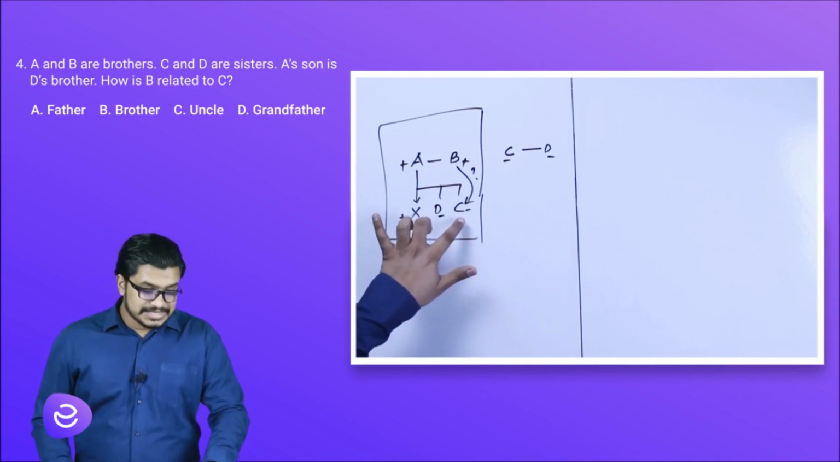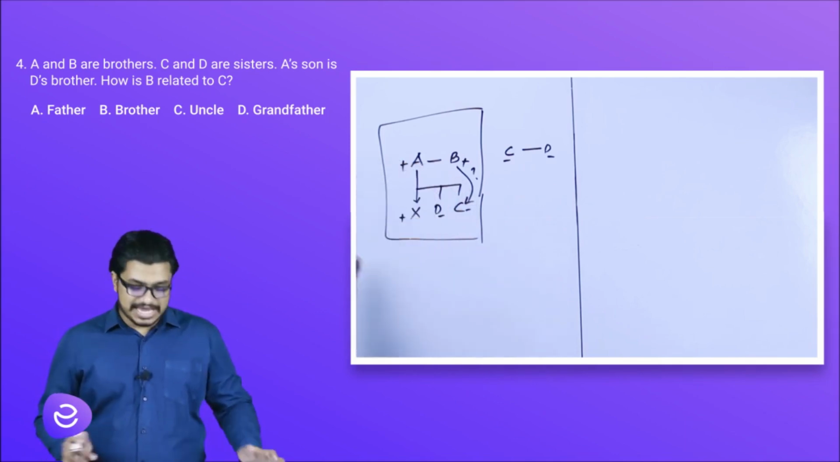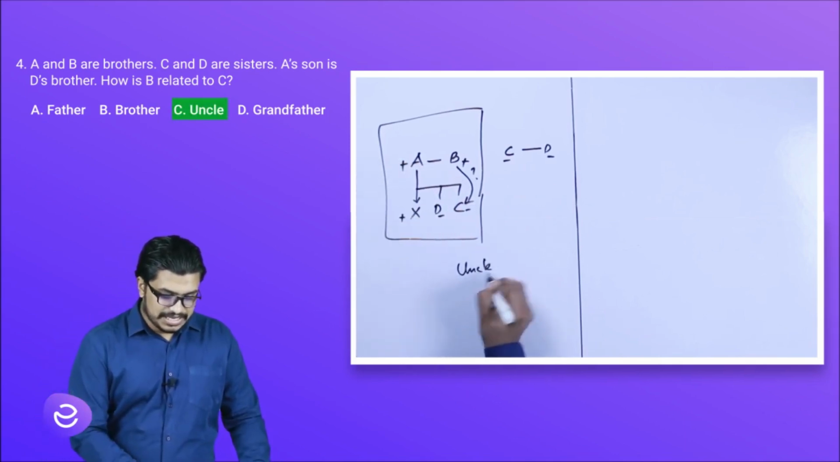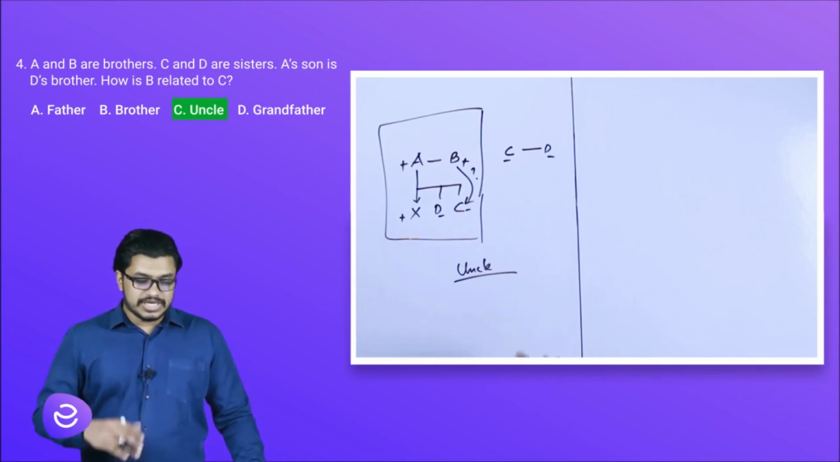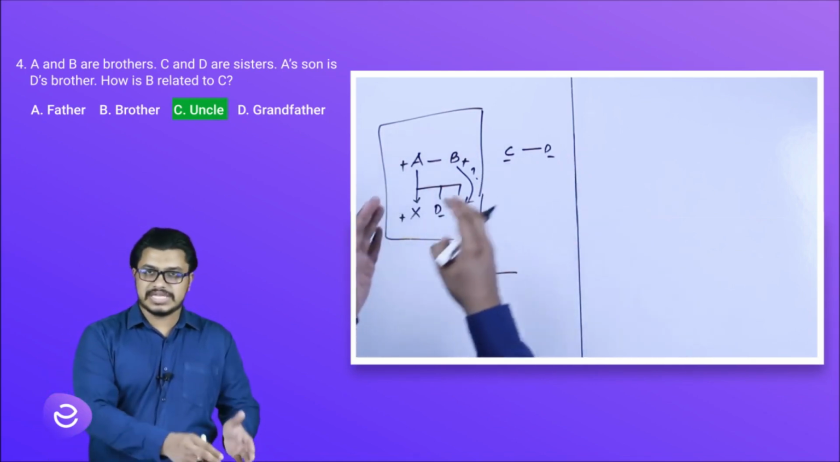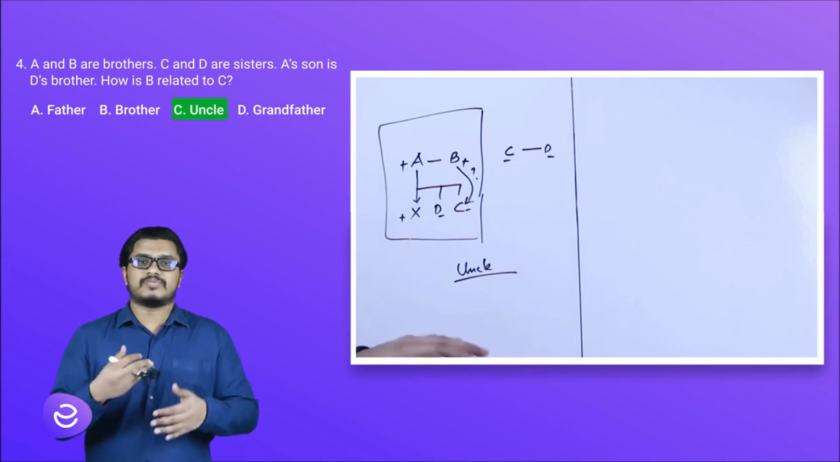What about uncle? It is C's father's brother. So actually the answer is uncle. So B is C's uncle. So here also we drew 2 diagrams and brought this diagram here so that you can do the problems more easily.